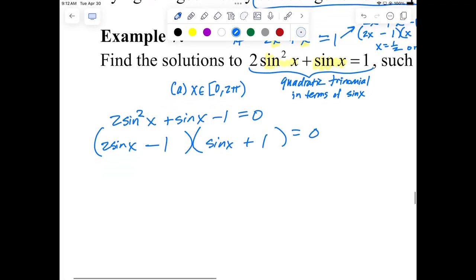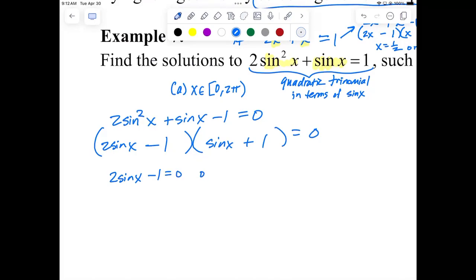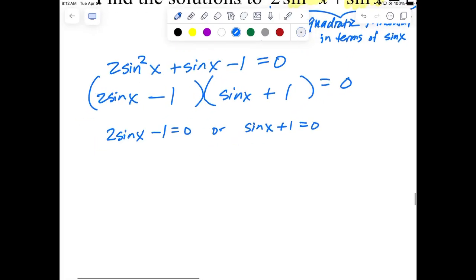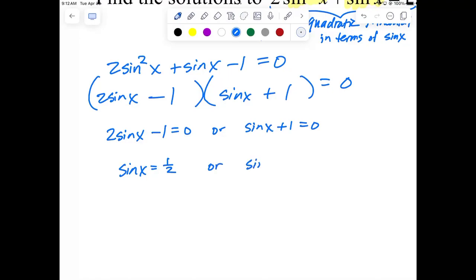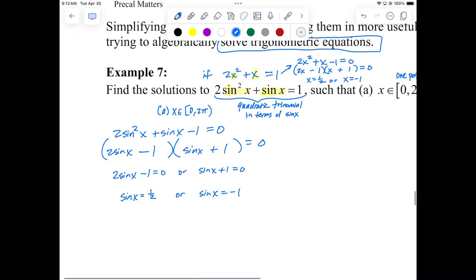And now that they're both factored and equal to 0, I can set each factor equal to 0. So 2 sine of x minus 1 equals 0, or sine of x plus 1 equals 0. Then I solve both for sine of x. I get sine of x equals 1/2, or sine of x equals -1. Up here, if it were just in terms of x and not sine of x, we'd be done at this point. But we haven't solved for x yet, have we? We solved for sine of x. So that's your first step.